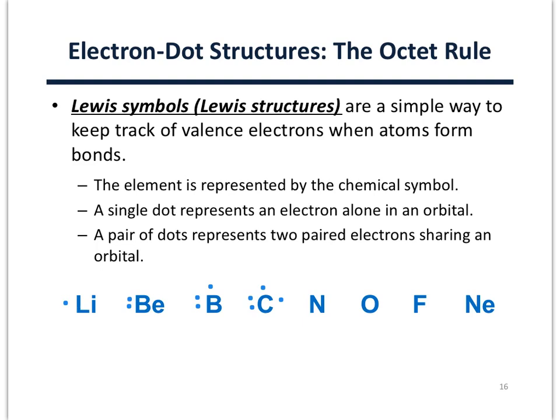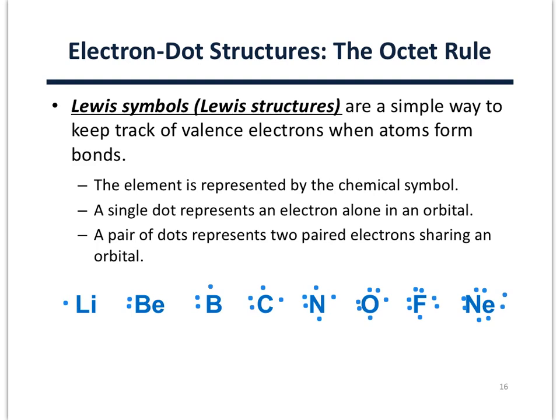Using this process, we can keep going, following Hund's rule, and putting in the correct number of valence electrons for nitrogen, oxygen, fluorine, and neon. I got a little crazy there with neon, sorry.